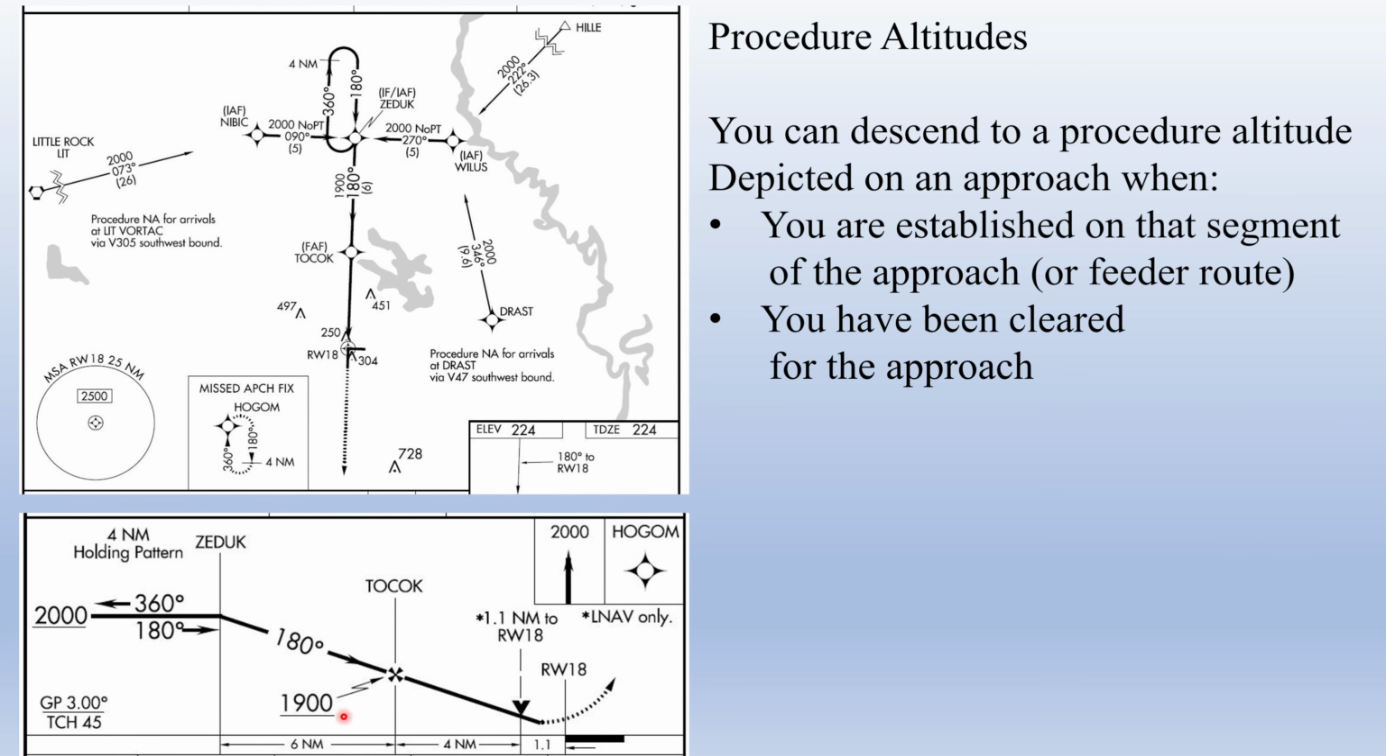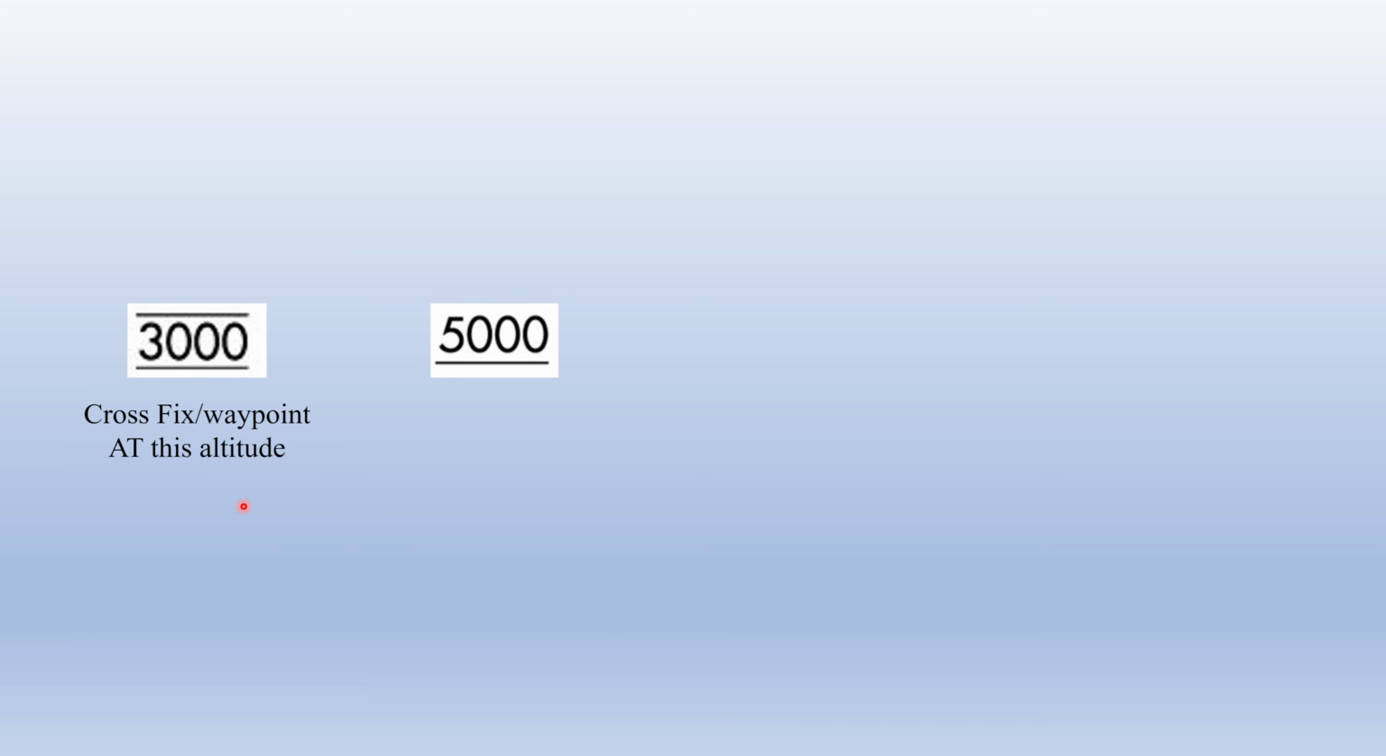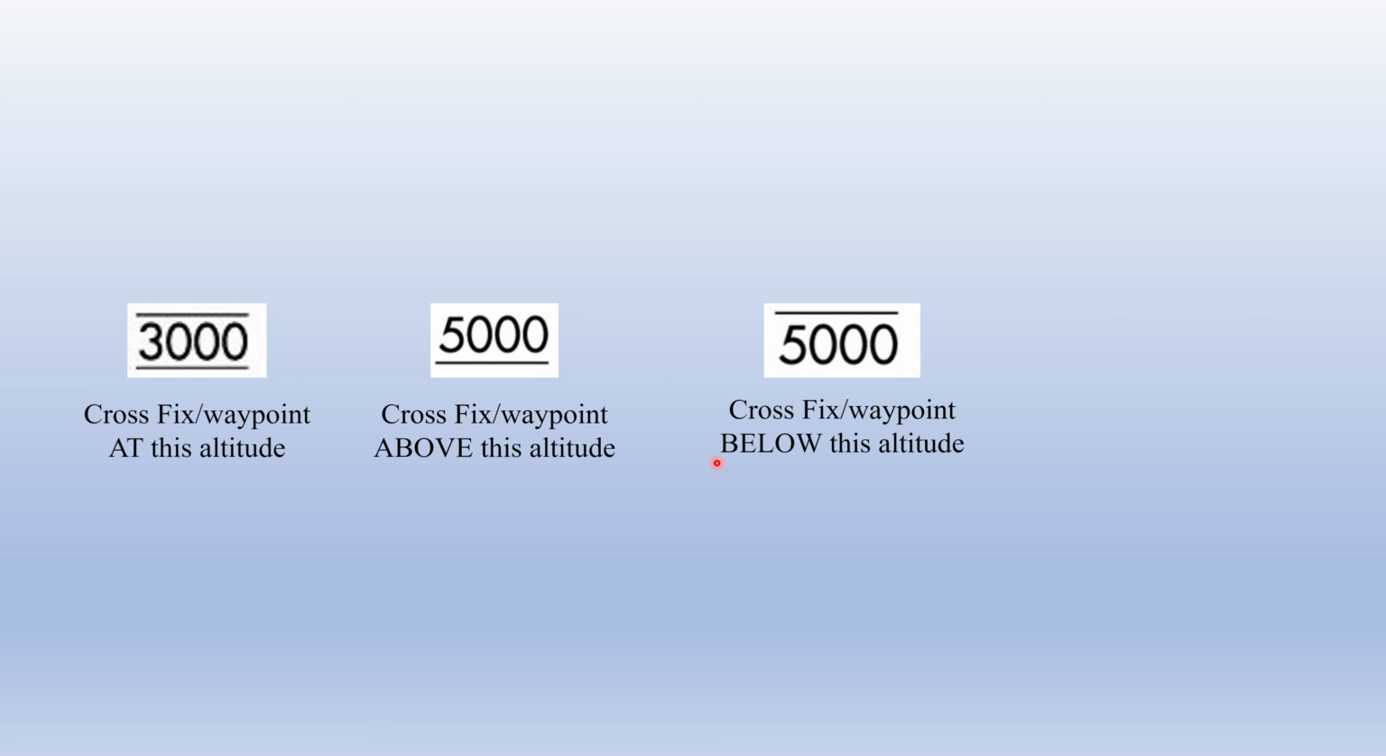The symbology for altitudes is the same, or much the same, on the profile view as it is on arrival charts. So if you see an altitude with lines above and below it, that means you need to cross that fix or waypoint at that altitude. If you see an altitude with a line below it, that means you need to cross that fix or waypoint above that altitude. If you see an altitude with a line above it, that means you need to cross that fix or waypoint below that altitude. And if you see two altitudes with lines above and below them, that means you need to cross that fix or waypoint between those two altitudes.